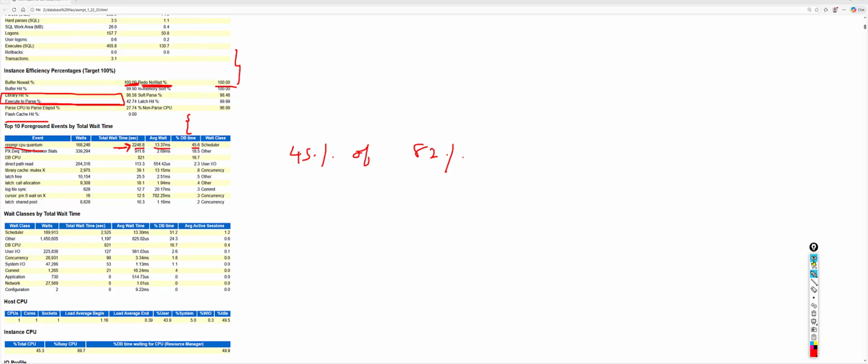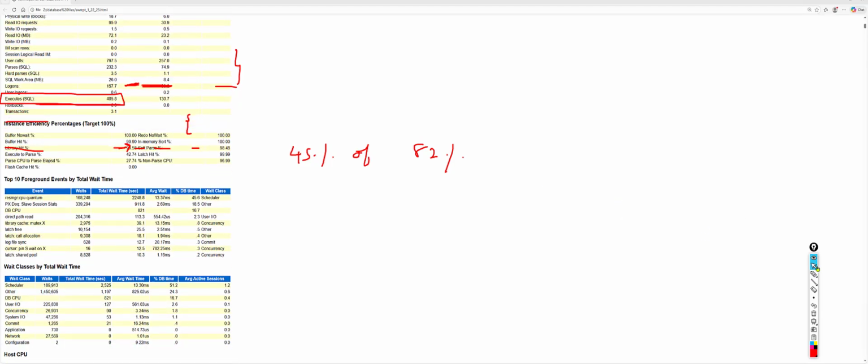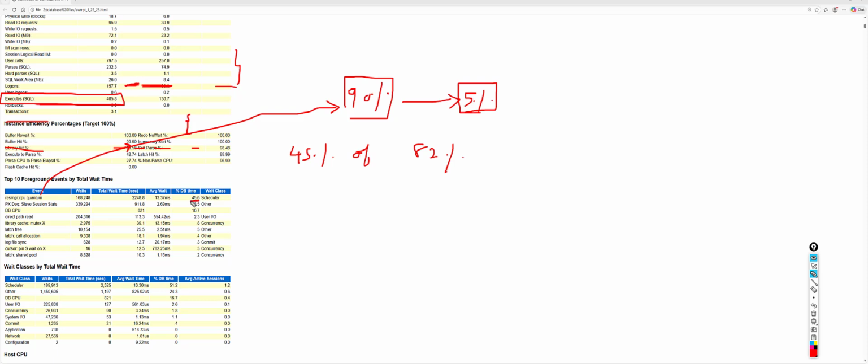Sometimes the DB time will be very low. Say for example, DB time is only 5%. Out of that 5%, if 90% of the events are resource manager CPU quantum, then there is no issue with that, because the DB time itself is 5%. Only 5% of the database is active. Even though you get 90% here out of 5%, there is nothing, right? But out of 82%, if you get 90%, that is different.